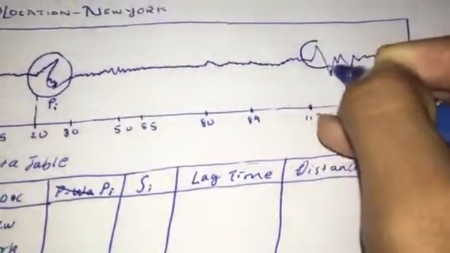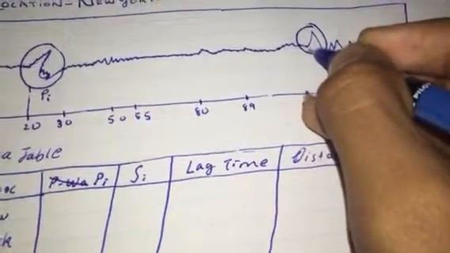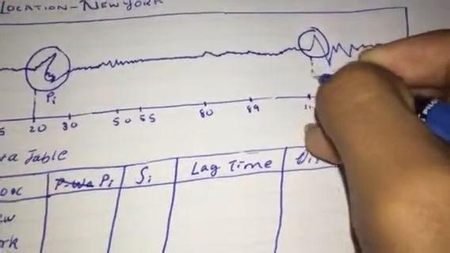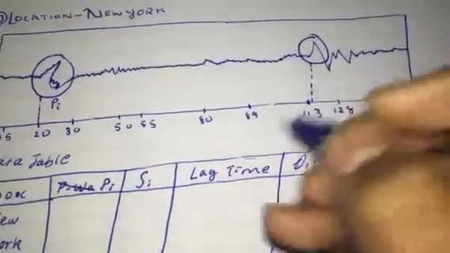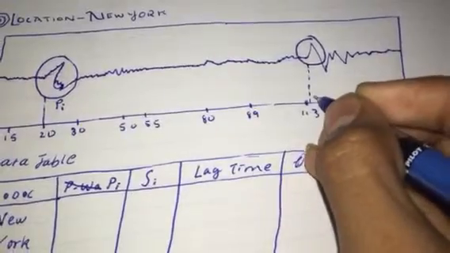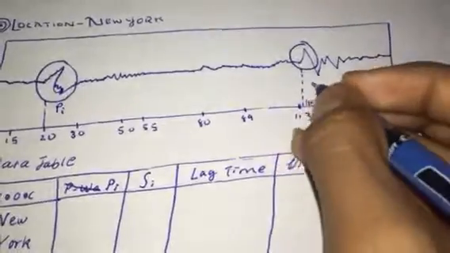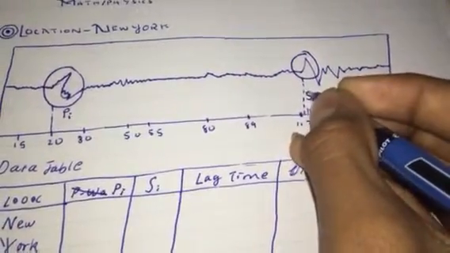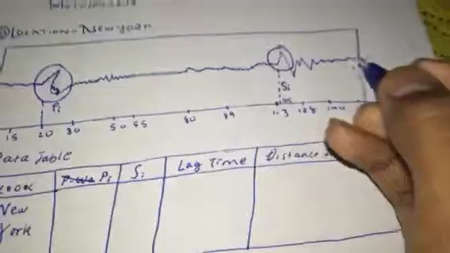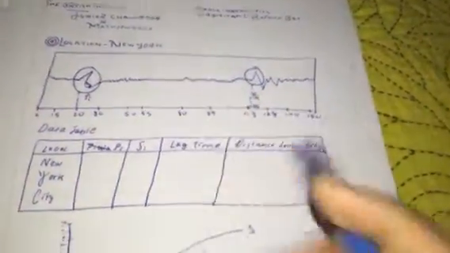So let's mark the beginning of that S wave right over here, and the S wave begins at right about 115 seconds. 115 is the beginning of the S wave arrival time. Now that we know the beginning of the P wave and the beginning of the S wave, we can move on to our data table to find all the aspects of the earthquake.